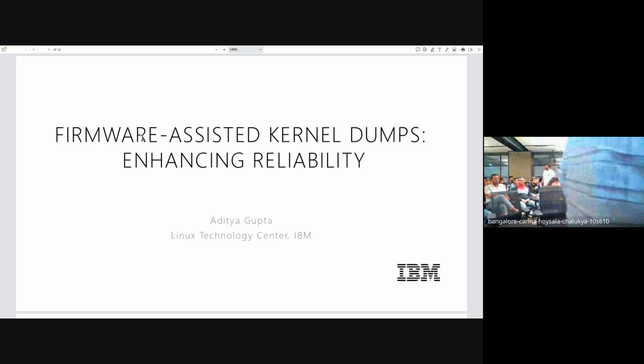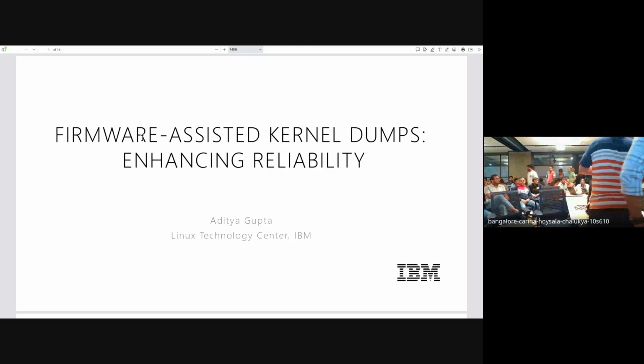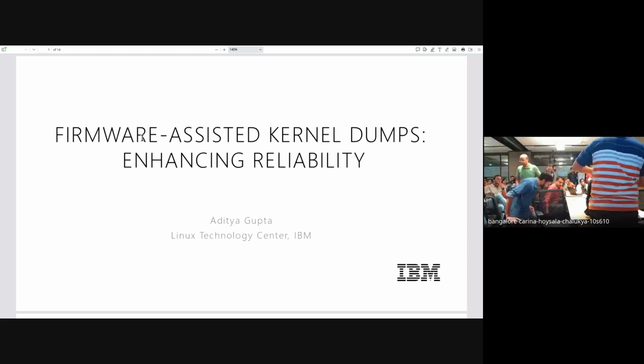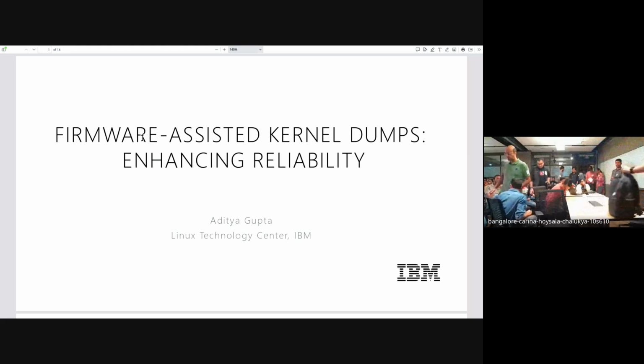Sure. So, hello. Today I'm going to talk about firmware assisted kernel dumps, like taking kernel dumps with the assistance of firmware and how it can enhance the reliability of the kernel dump process. I am Aditya Gupta. I'm part of Linux Technology Center at IBM.